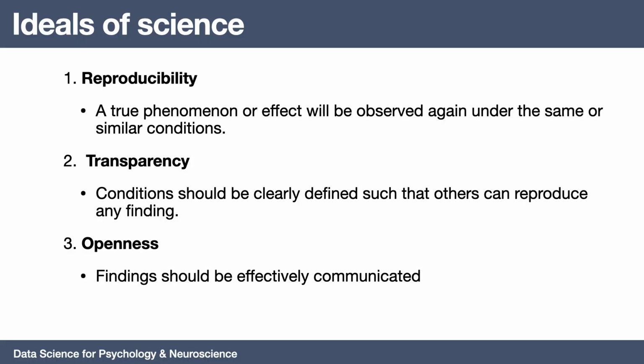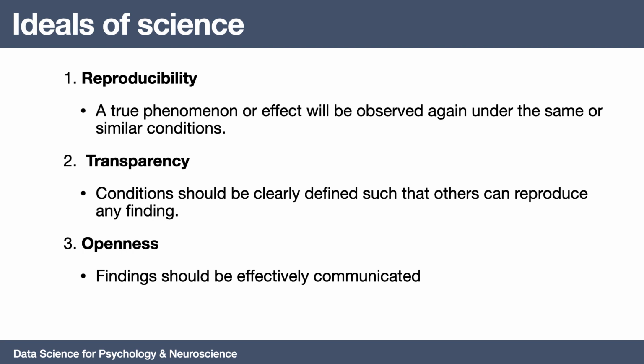Reproducibility is one of the ideals of science, and reproducibility means a true phenomenon or effect will be observed again under the same or similar conditions. The idea being that if something is real that you observe, you should be able to observe it every time in the same proper contexts. Every time I look out on the horizon in the east in the morning, the sun will come up. It's a reproducible observation. The other ideals of science include transparency.